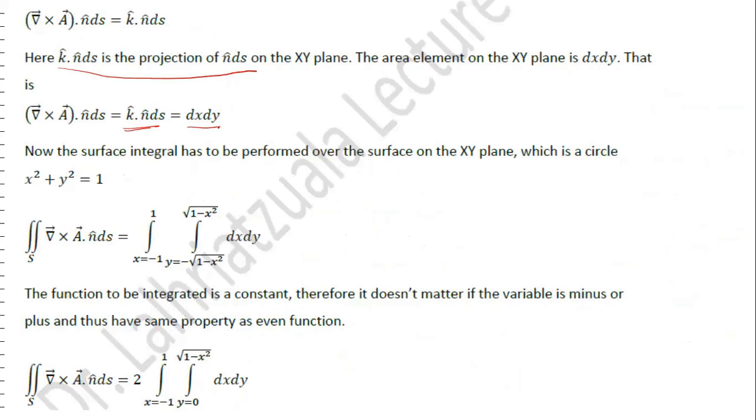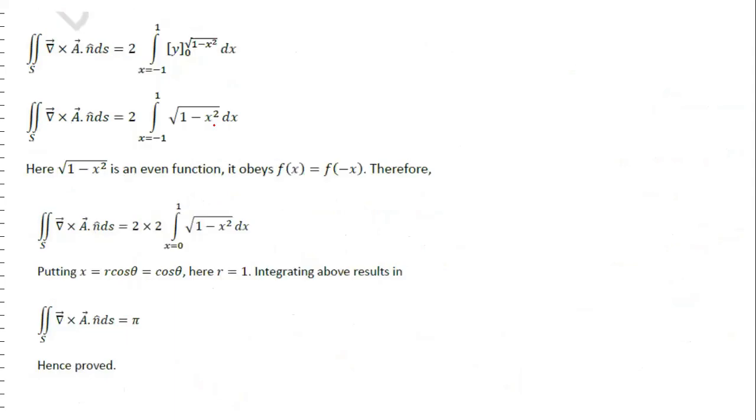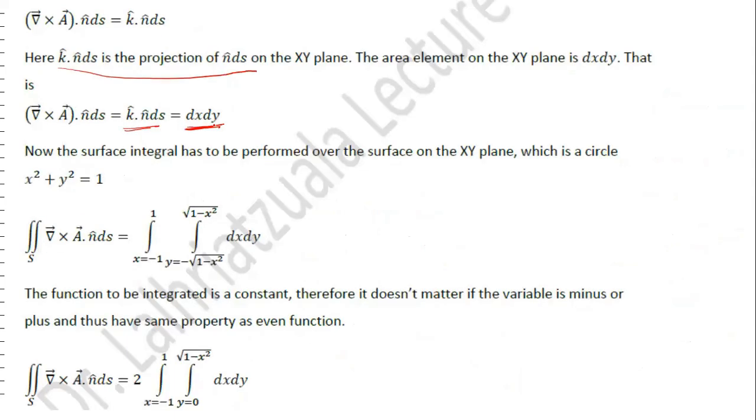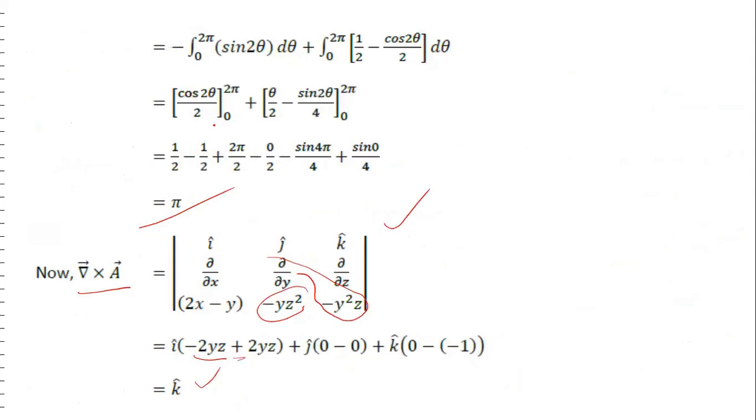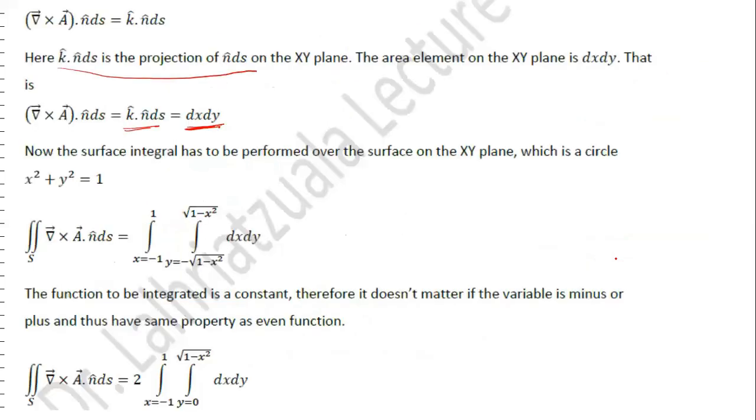On the xy plane, the projection of ds on the xy plane will be the element dx dy, because I think I have convinced you that on the xy plane, like when we consider the z equal to 0 plane and z equal to 3 plane, the real element on such a plane, that is the xy plane or any plane parallel to the xy plane, will be dx dy. That was what I have discussed before. So if you recall that, we can write this as dx dy.